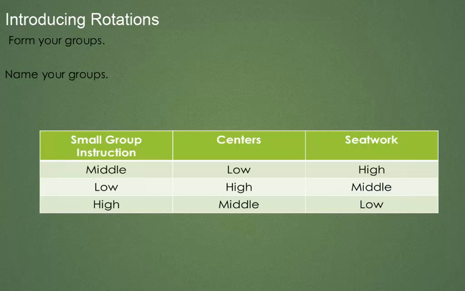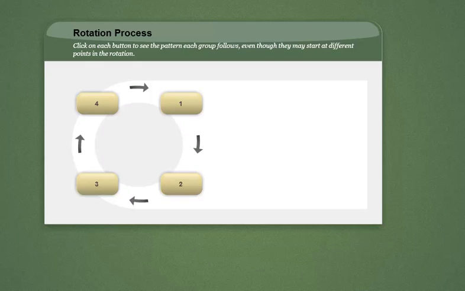You may notice that seat work follows small group instruction for every group in the class. This is important for maintaining the correlation between the two components as described earlier. Take a moment to click on each button to see the cycle or the flow that each group gets to benefit from in this rotation plan. Everyone starts at a different place, but proceeds through the cycle in the same order.